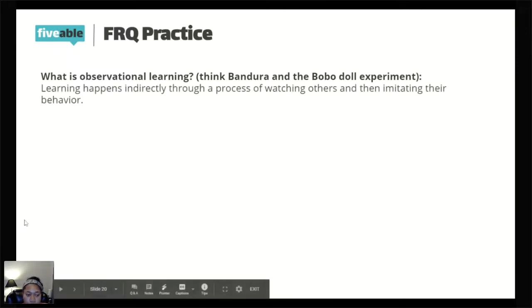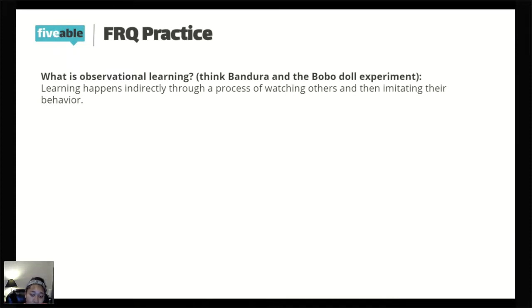Okay, so observational learning is learning that happens indirectly through a process of watching others and then imitating their behavior, like I mentioned with the Bobo doll experiment. The children were in a room, there were adults hitting a doll, and the children were just there watching the adults hit this doll. And then the adults left the room, the children were allowed to go into the room, and their behavior was observed, and guess what? The children repeated the behavior they saw the adults do. They started beating on the doll like the adults did. So their behavior was learned indirectly through a process of watching others, the adults, and imitating their behavior.